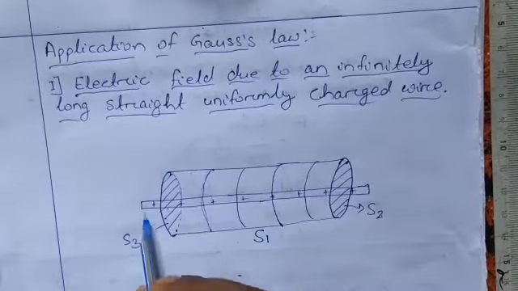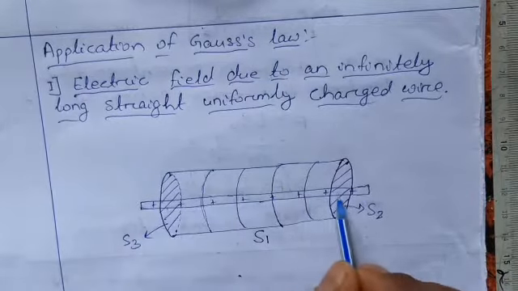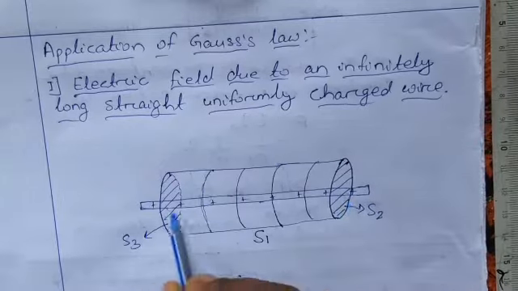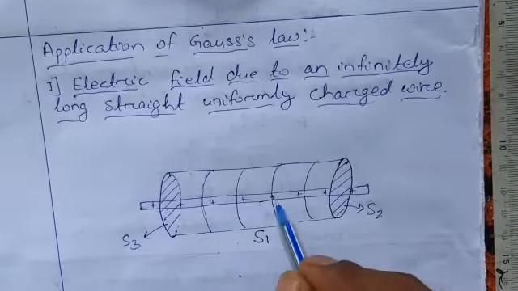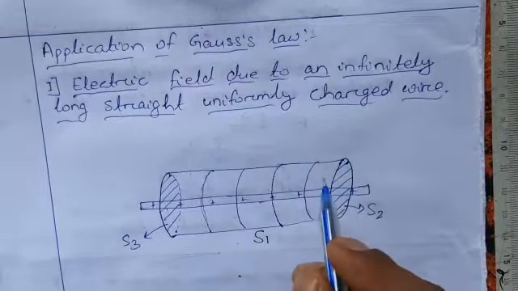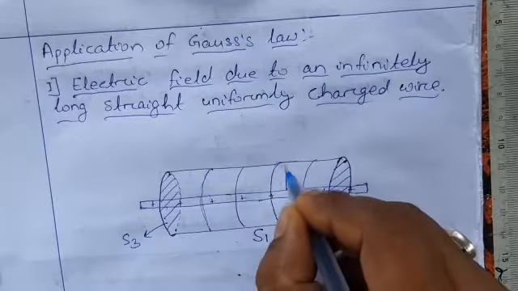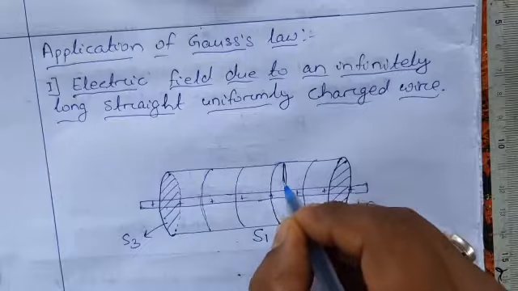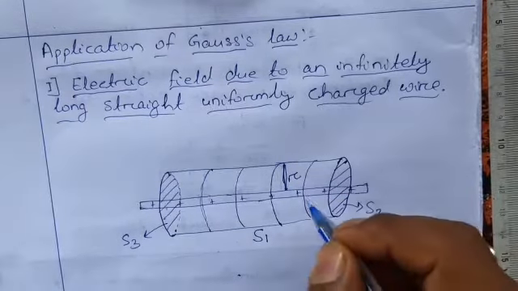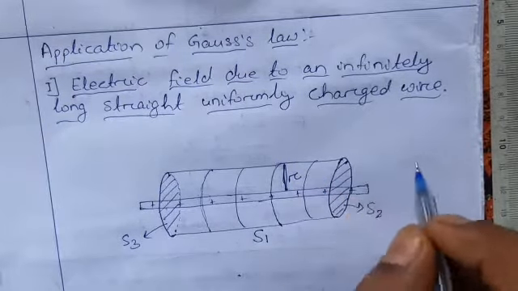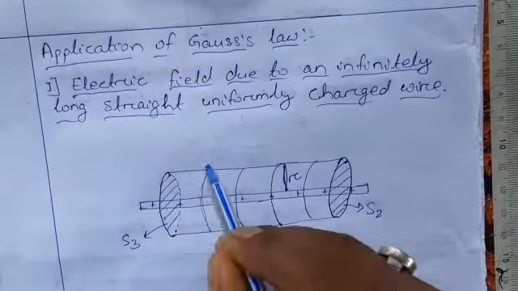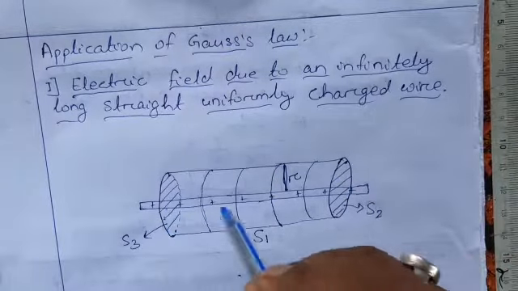So I will take the straight line charge as the axis of this cylinder, and this is the radius of the cylinder. So I will take three sections for three different areas.